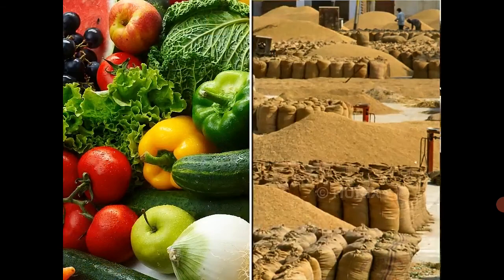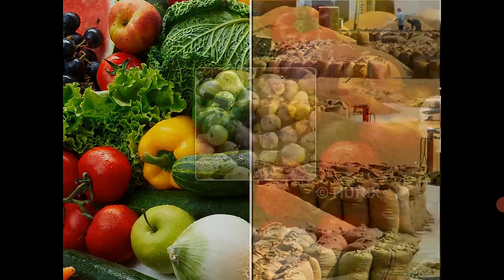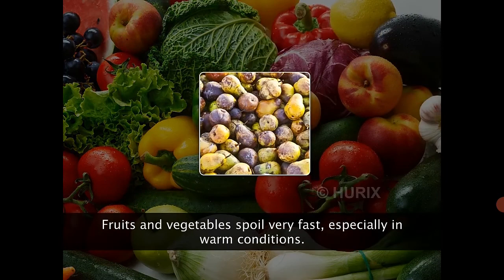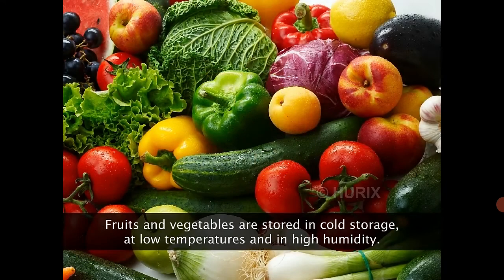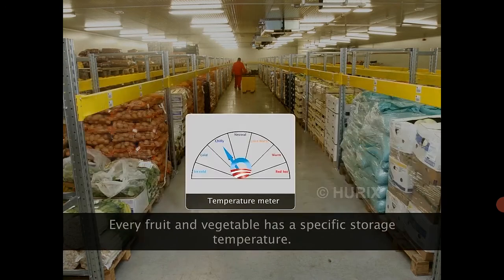Do you think fruits and vegetables are stored in a similar way? Fruits and vegetables spoil very fast, especially in warm conditions. So after they are harvested and cleaned, they are stored in cold storage facilities at low temperatures and in high humidity. All fruits and vegetables have a specific storage temperature, so if the storage temperature is too low, they will spoil.